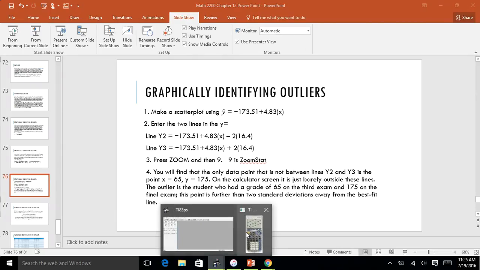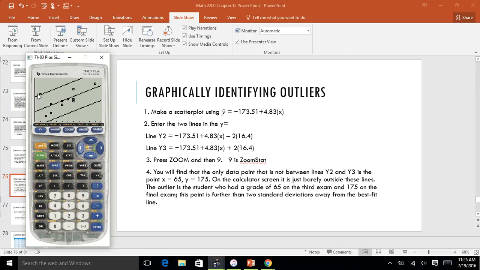So if I go back to my calculator, I know it's going to be, let's see, I don't know if I can zoom in. Can I trace? Oh, look, I hit trace, and look what it did. It gave it to me. X is 65, Y is 175. I hit that trace function, and it told me exactly what it is. So because it's outside the lines, the outlier is the student who got a grade of 65 on the third test and 175 on the final exam. So the point is further away than 2 standard deviations from the line of best fit.